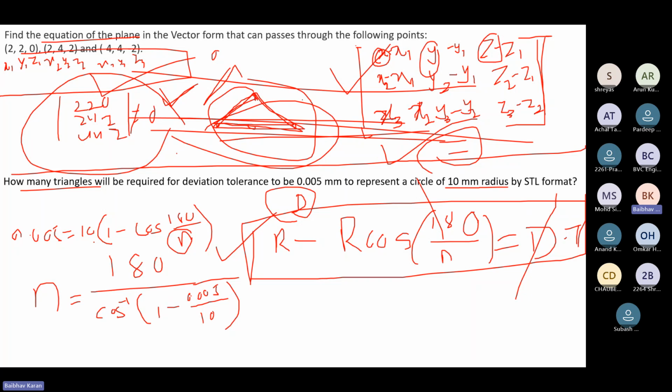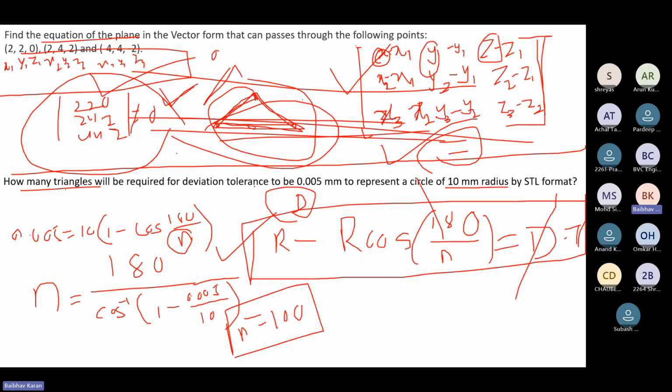This is just pure mathematics. Dividing both the sides by 10, then subtracting 1 from both the sides, then multiplying both the sides by minus 1, we arrive at this formula. So this will give you an answer of 100. n equals 100. So how many triangles will be required? 100 triangles will be required for a deviation tolerance of 0.005 and for 10 mm of radius by STL.